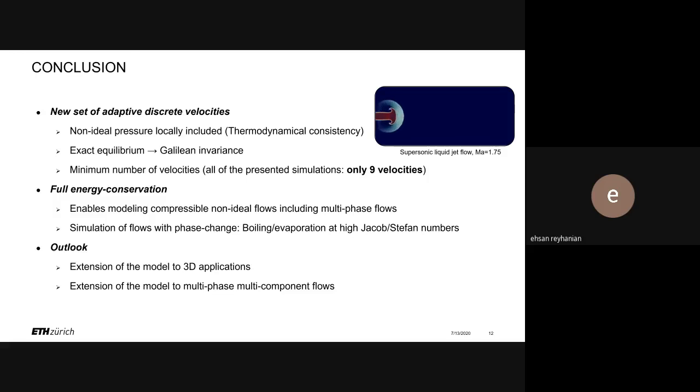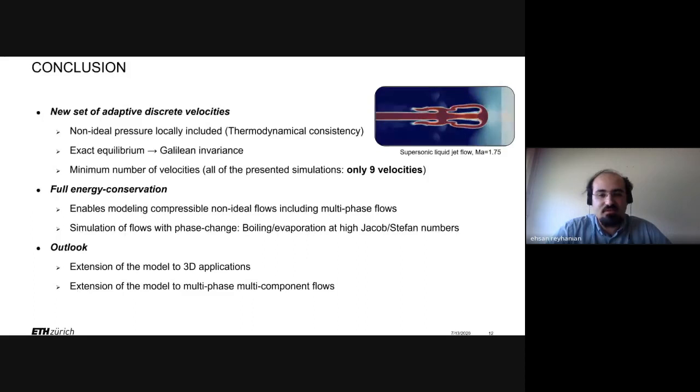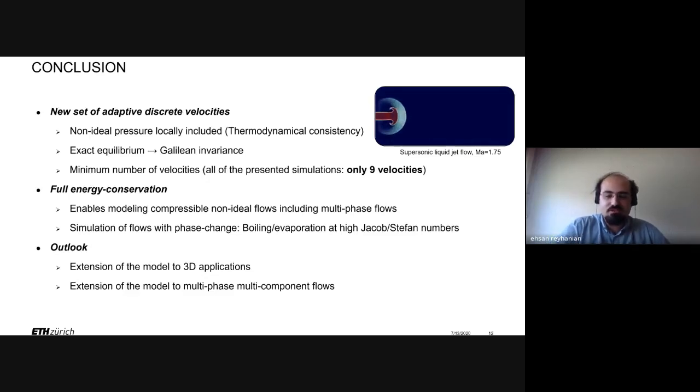Now, to summarize, our proposed model employs a set of adaptive discrete velocities where the non-ideal pressure can be locally included. The Galilean invariant feature of the model, together with the full energy conservation, enables us to model compressible non-ideal flows. Also, simulation of flows with phase change is feasible with the current method. In particular, the model is able to handle phase change with fast dynamics, which can happen, for example, at large Stefan numbers. Finally, we look forward to extending the current method to a multi-phase, multi-component model with 3D applications.